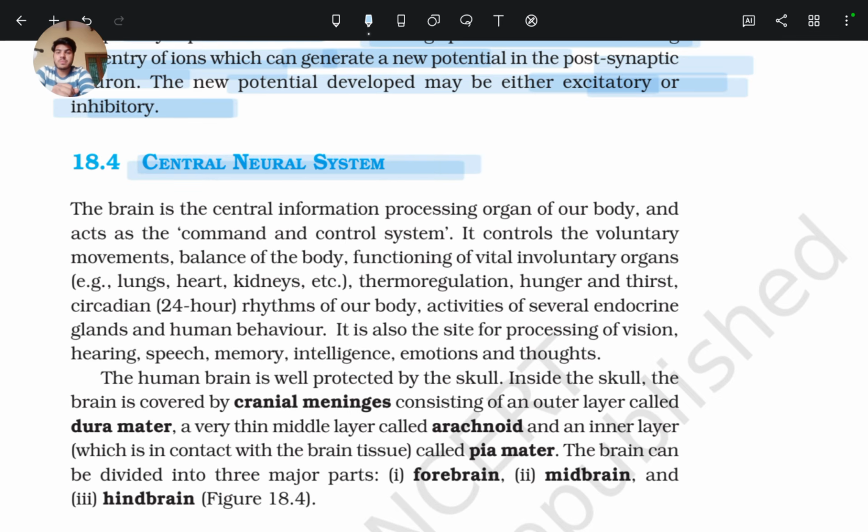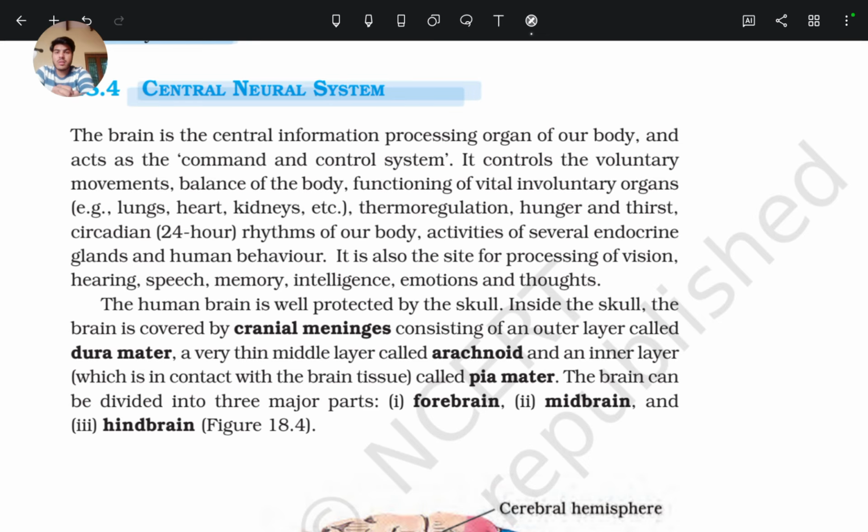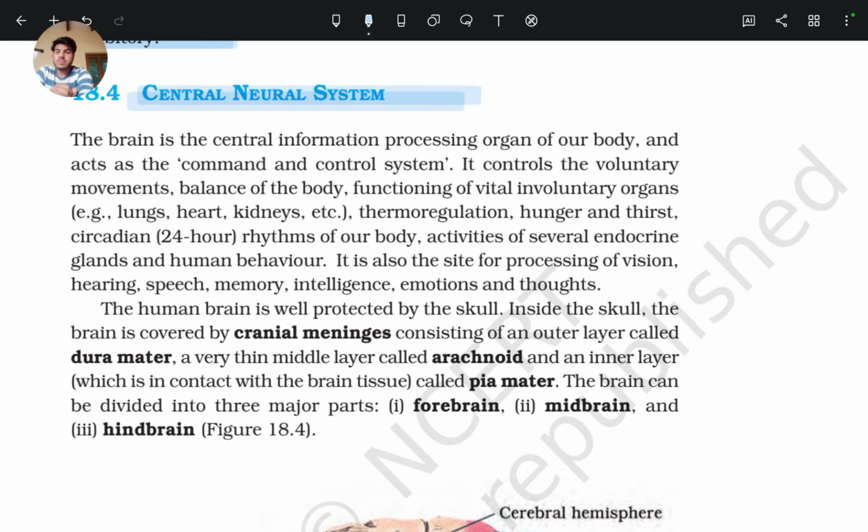Central nervous system. The brain is the central information processing organ of our body and acts as the command and control system. It controls the voluntary movement of our body, balance of the body, and functioning of vital involuntary organs, for example lungs, heart, kidney, etc.